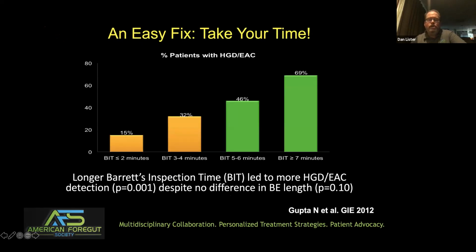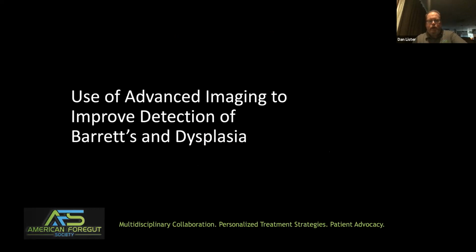In this study here, one of the easiest things that we can do is just take more time to look at the Barrett's segment. Regardless of Barrett's length, this study showed that the longer you take inspecting the Barrett's, the higher your yield for detecting high-grade dysplasia and cancer. So it's really important that we take time to study those areas, looking closely under white light endoscopy and narrowband imaging. And then Mike's going to talk about some other modalities that we can use to help increase our yield.